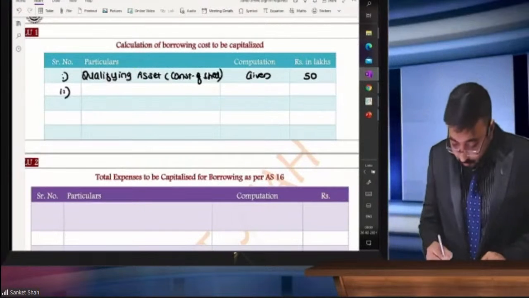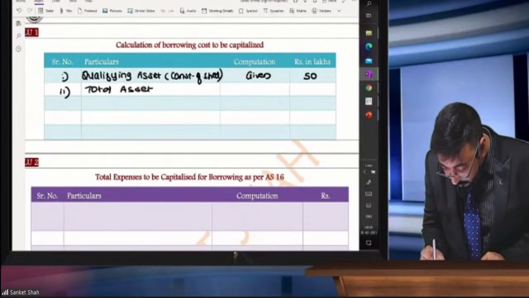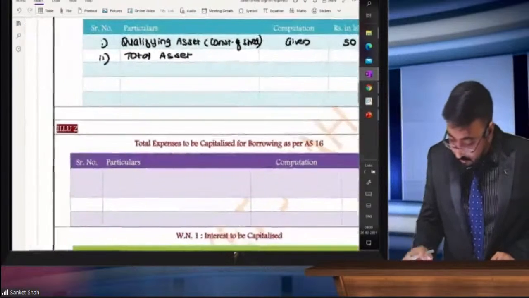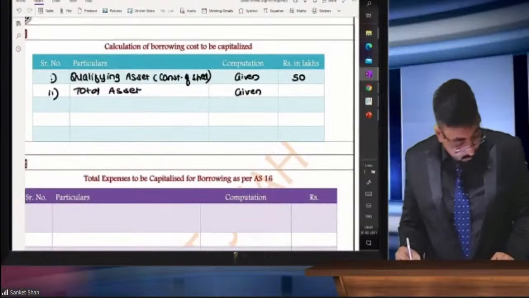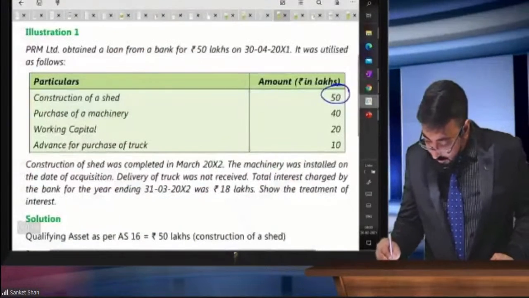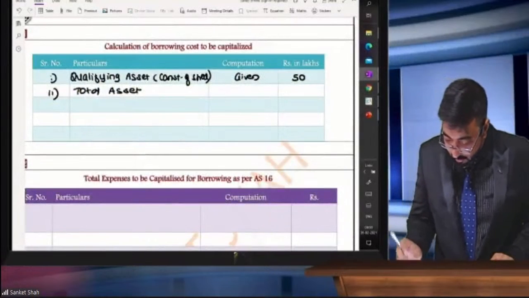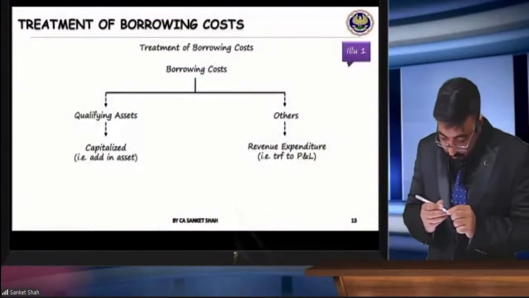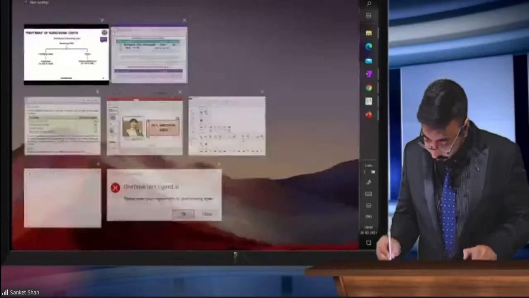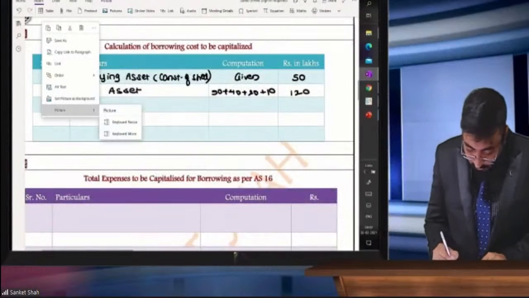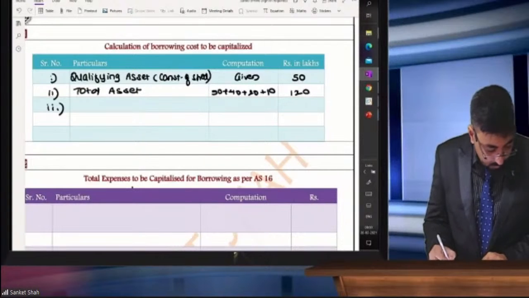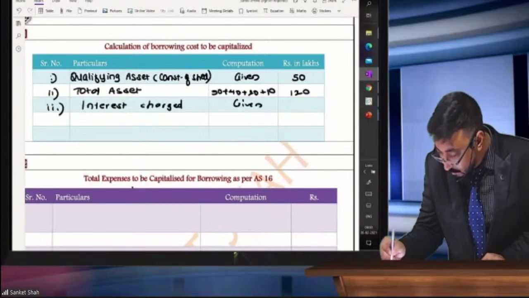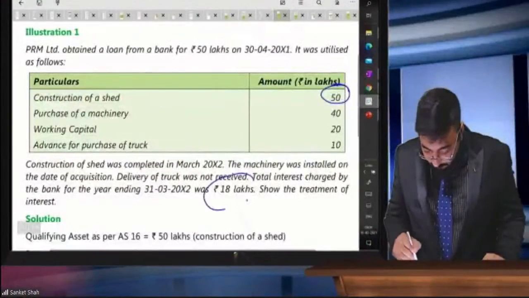Roman 2, total asset. Yes, given. Otherwise, you can take a total. You can write here 50 plus 40 plus 20 plus 10. What is the total amount, beta? 120. Roman 3, interest charge given. Interest charge given is 18 lakhs.